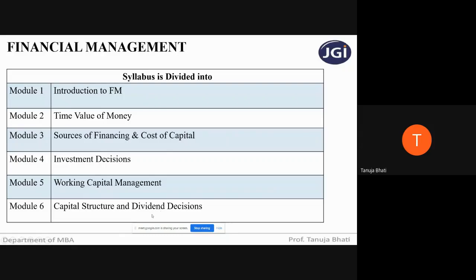Now, dividend is nothing but the payout or the returns to the shareholders that is given by the company to its shareholders. What should be the dividend given? What should be the percentage? How frequently is it to be given to the shareholders? All these decisions we will be studying under module number 6. So I have just given you a gist of what we will be covering in the different modules under the subject Financial Management. Let us today begin the lecture with module number 1.